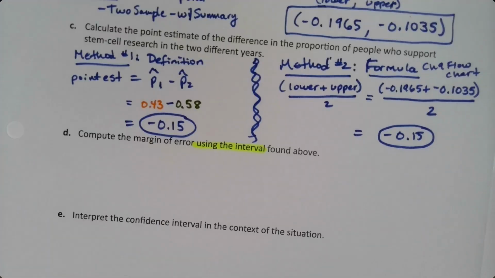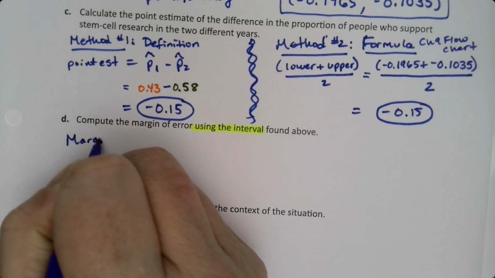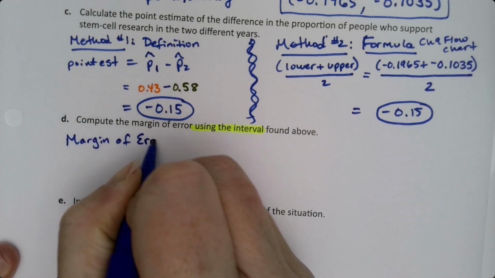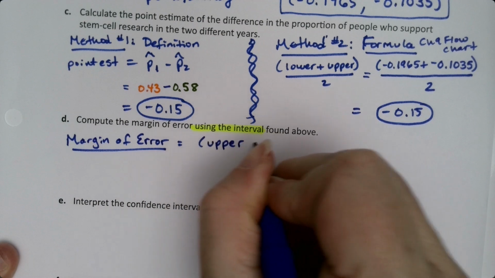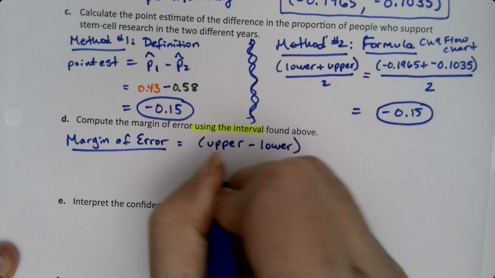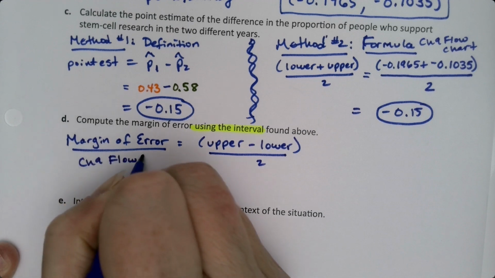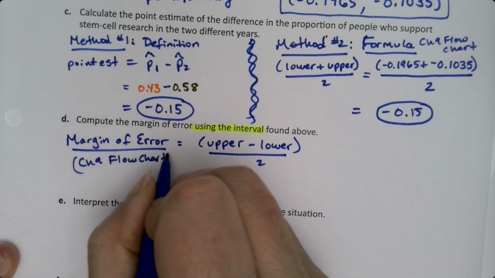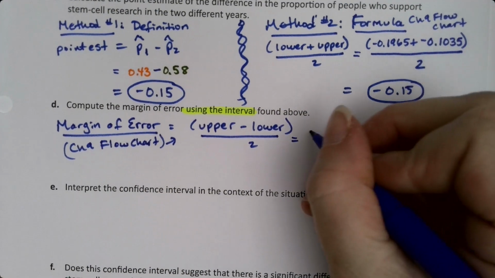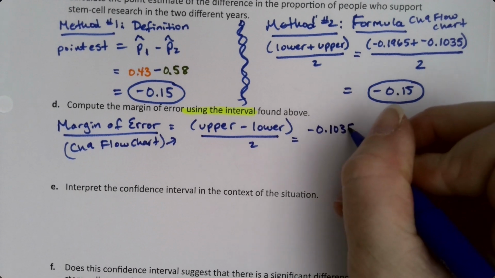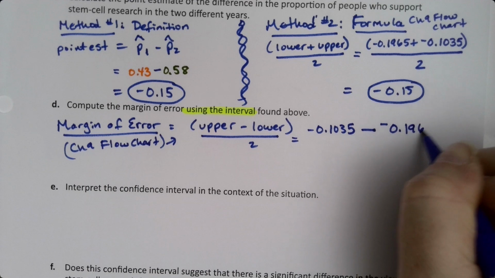Okay, so let me write that down. So margin of error is the upper minus the lower divided by 2. And we can say we got this from the Chapter 9 flowchart. Okay. Well, my upper number is negative 0.1035, and I'm going to minus a negative 0.1965.